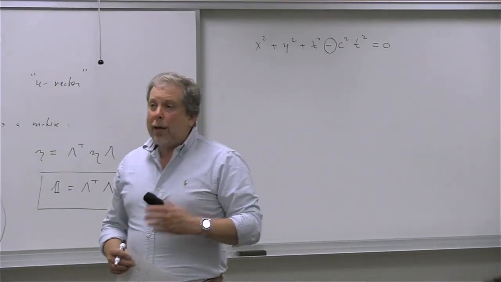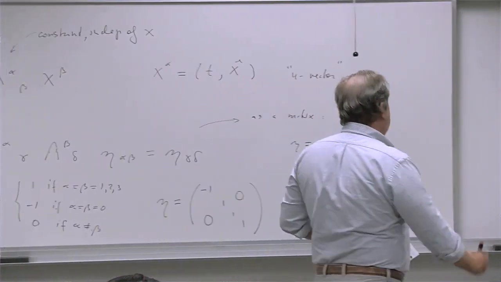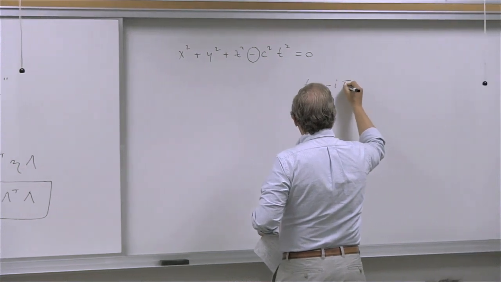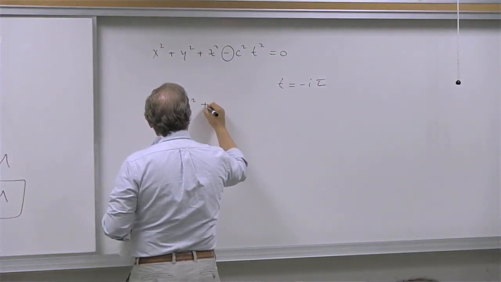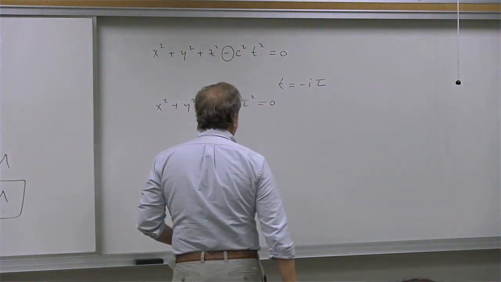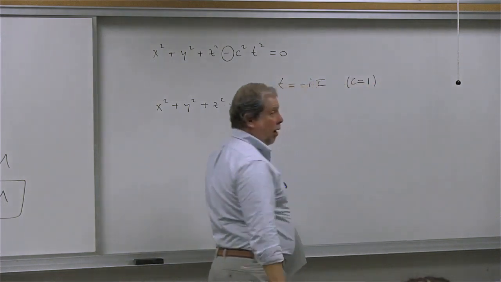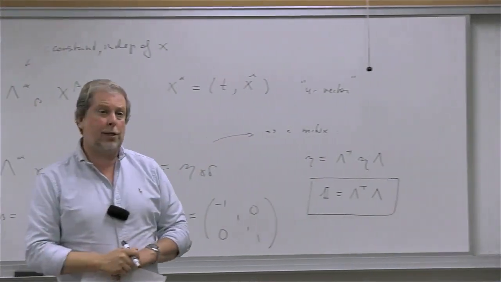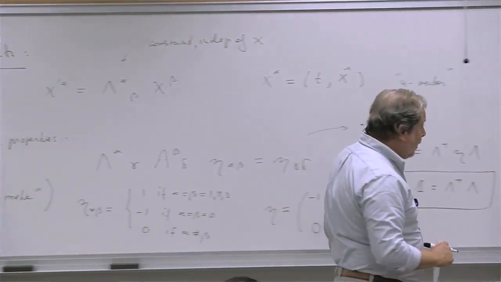Of course, there would be another way of dealing with this issue, and that would be to set t equal to minus i tau, and then we would have x squared plus y squared plus z squared plus tau squared equal to 0, right? We often also set the speed of light equal to 1, because luckily that is one of the things that we can do. There is no issue. We can choose a system of units where the speed of light is equal to 1, and we can get rid of that.